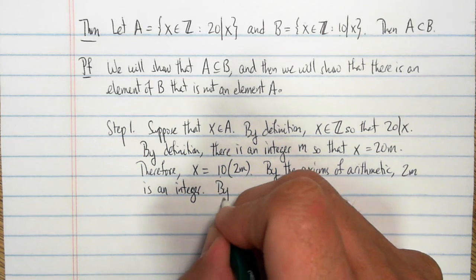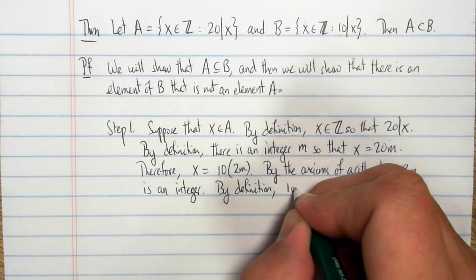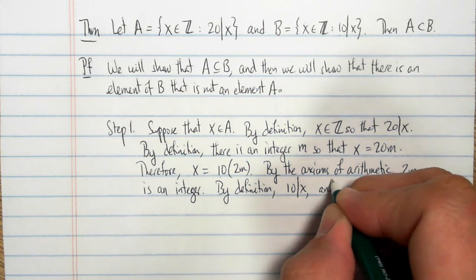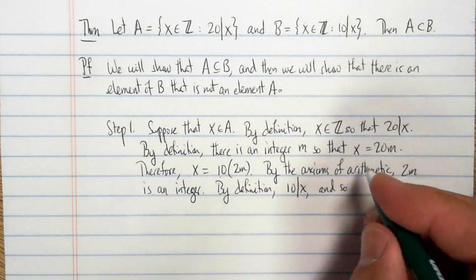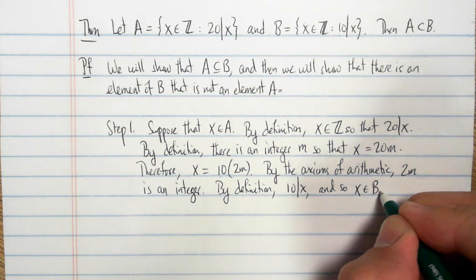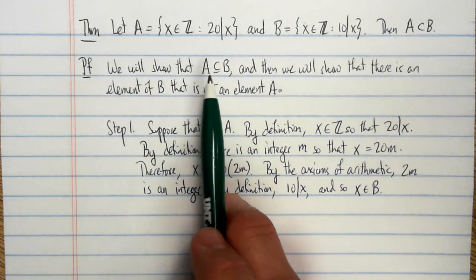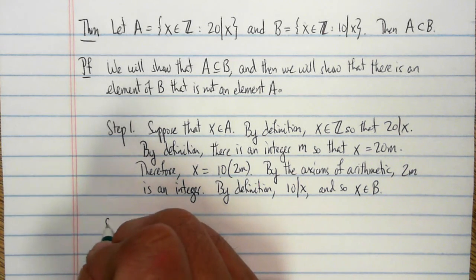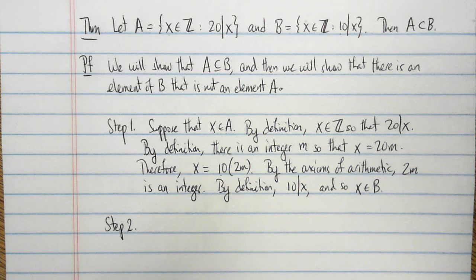So by definition, 10 divides X. And so 10 divides X, X is an integer, and therefore X is an element of B. So if X is in A, then X is in B, and that proves that A is a subset of B. Step 2. I must find something that is in B that is not in A.